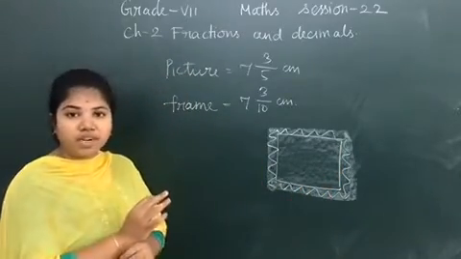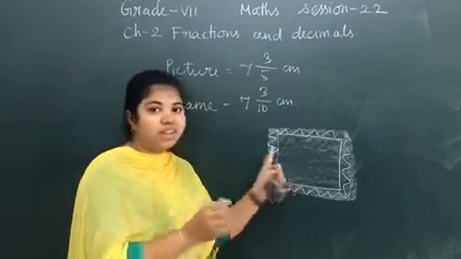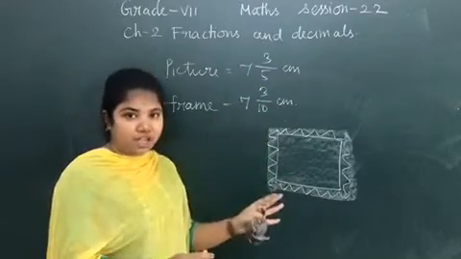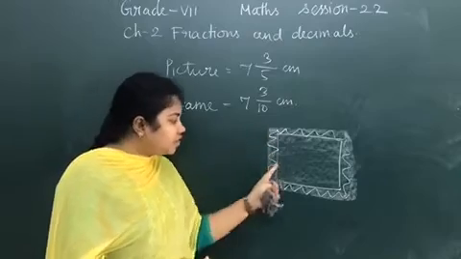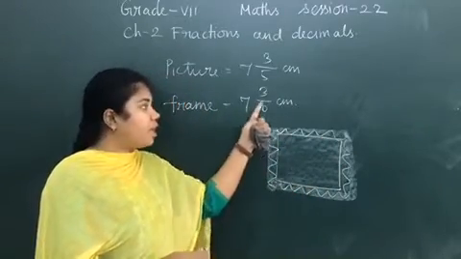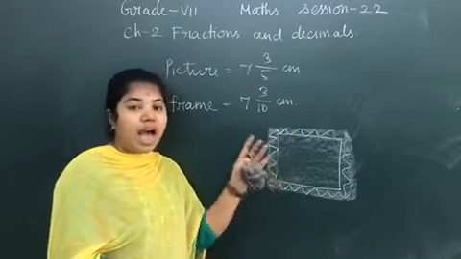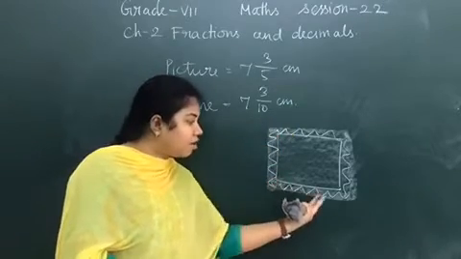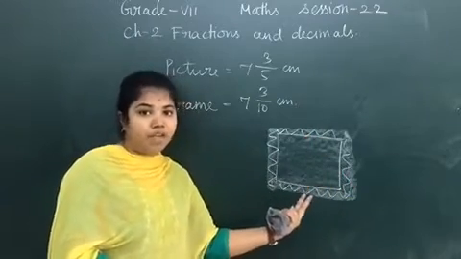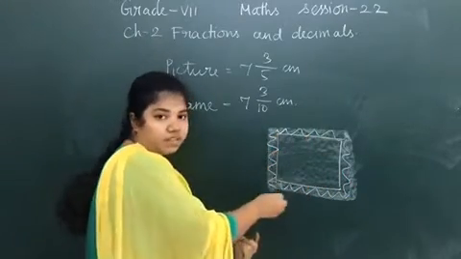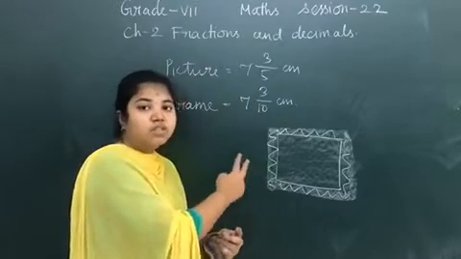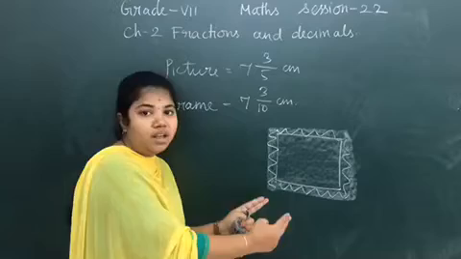Are you clear with it? The shaded part is my picture, that is the 7/5 centimeter wide picture. And this box, the square box, is my frame, the 7/10 centimeter frame. I have to cut the excess part of the shaded portion to fit the picture inside the frame. These curves are there, no? That is the excess part. I have to trim that part so that the picture will fit into the frame.